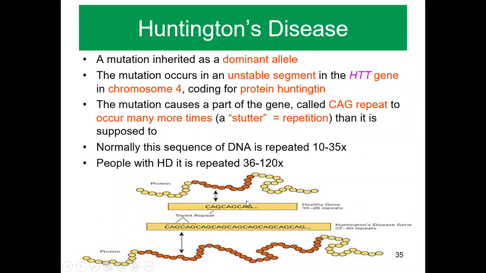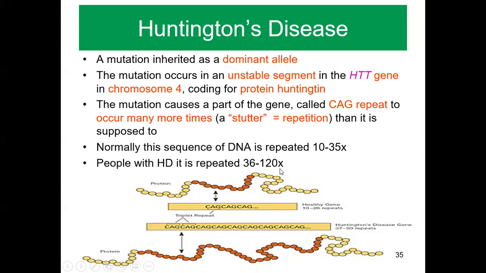Okay, so this is the gene here, and this is a region where there's a repeated base sequence, CAG, CAG, CAG. Because it's CAG, it codes for the same amino acid, right? What happens in a person with Huntington's is that these repeated base sequences are longer than normal. They repeat more times than normal. Normally this sequence of DNA is repeated 10 to 35 times, but in people with Huntington's disease, this sequence is repeated more than 35 times, so 36 to 120 times.